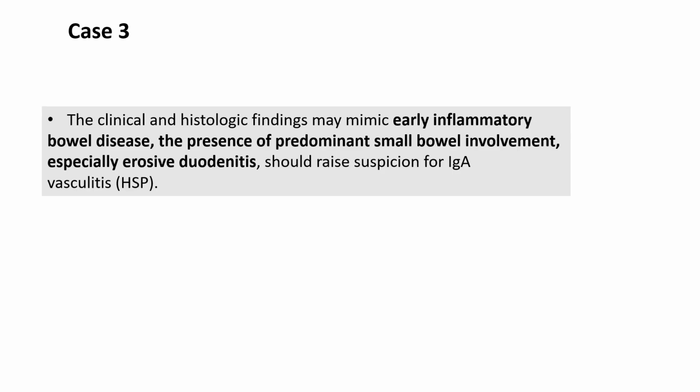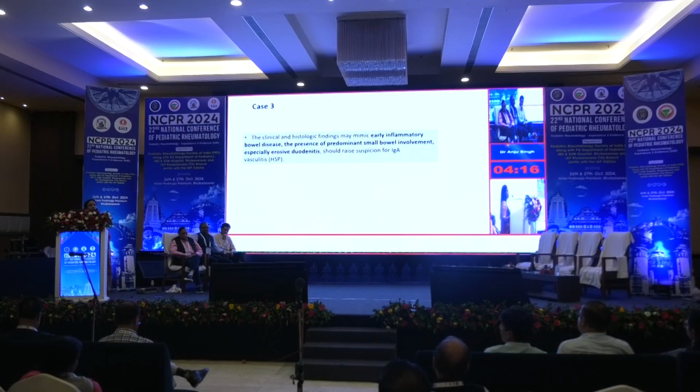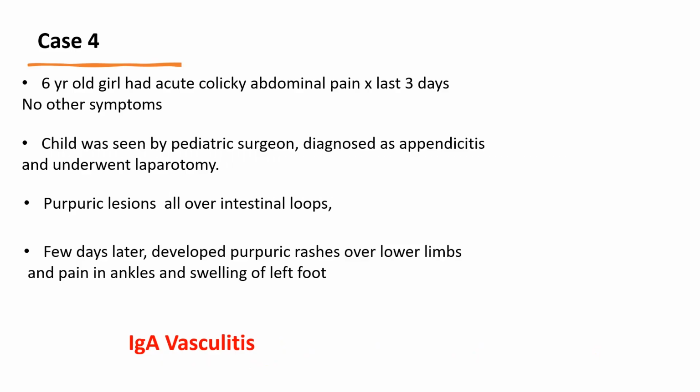But sometimes the GI manifestation can be the first presentation, so a child can present with bloody diarrhea. In that, we need to keep the differential of early inflammatory bowel disease and know how to differentiate these two conditions. On endoscopy biopsy, we found erosive duodenitis, which is a characteristic feature of HSP vasculitis as compared to inflammatory bowel disease. So this is my last case.